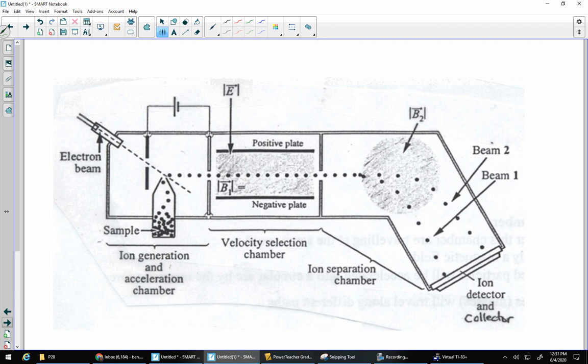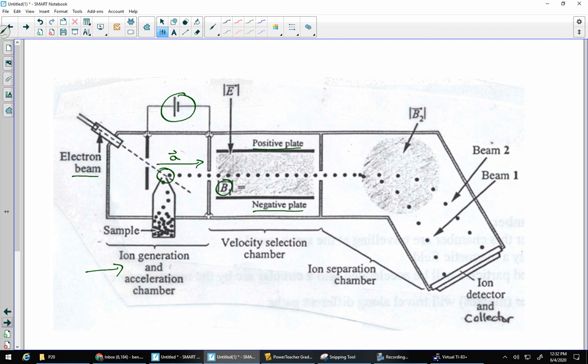So this is a simplified view of our mass spectrometer. We'll go through the different parts of this together, but here's what we need to know. We need ion generation and acceleration chambers. We've got some electrons that will blast our sample, which will ionize it, and then a parallel plate apparatus that will accelerate our now ions going across. Then we've got a magnetic field and an electric field. I'll underline the positive and negative plates so we know there's an electric field there.